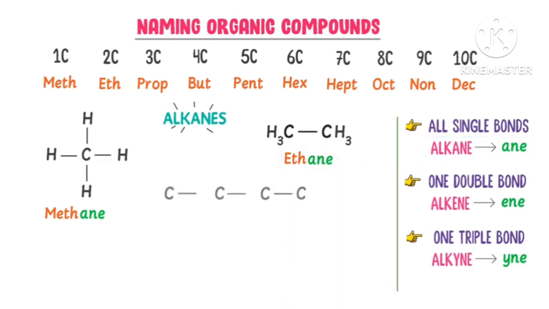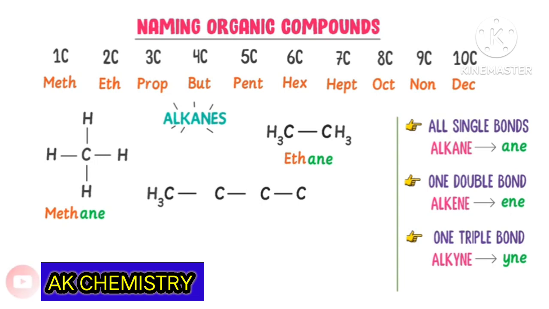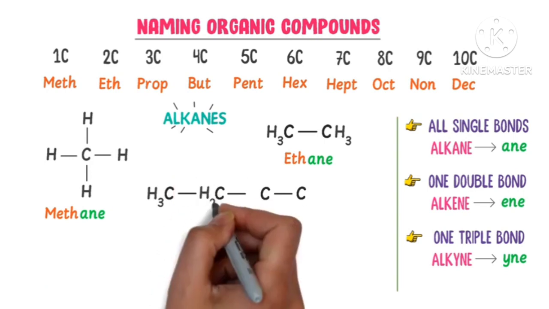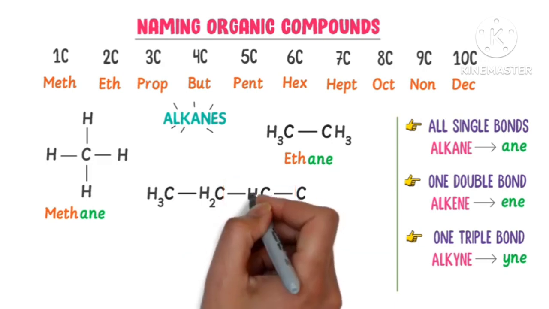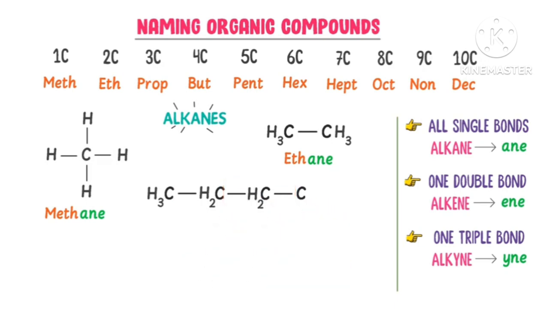Thirdly, consider 4 atoms of carbon. This carbon atom has formed 1 bond. It will make 3 more bonds with 3 hydrogen atoms. This carbon has formed 2 bonds. It will make 2 more bonds with 2 hydrogen atoms. This carbon has formed 2 bonds. It will make 2 more bonds with 2 hydrogen atoms. This carbon has formed only 1 bond. It will make 3 more bonds with 3 hydrogen atoms.